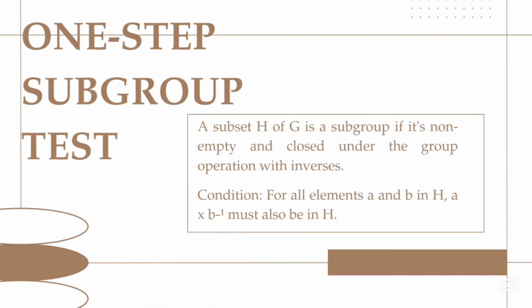So what is the one-step subgroup test? The one-step subgroup test allows us to determine if a subset is a subgroup by checking just one main condition. This condition states that for any two elements a and b in H, a multiplied by b raised to -1 must also be in H. This approach simplifies the process and saves time.